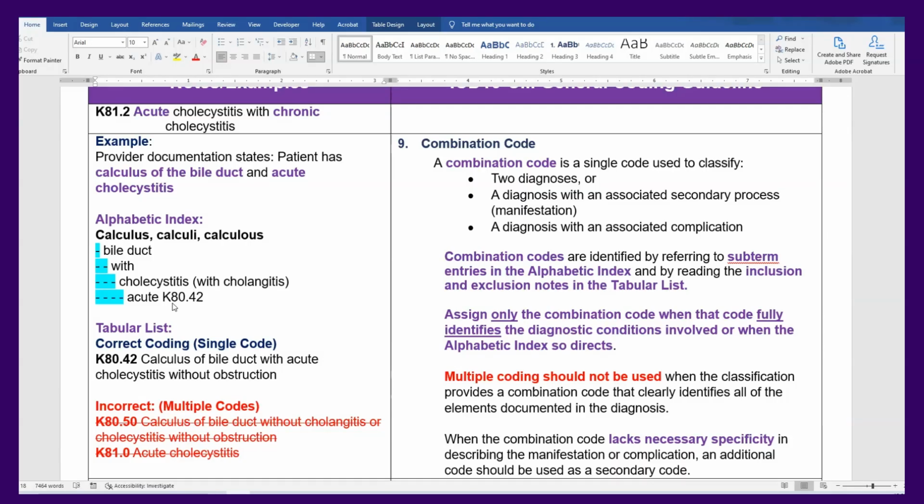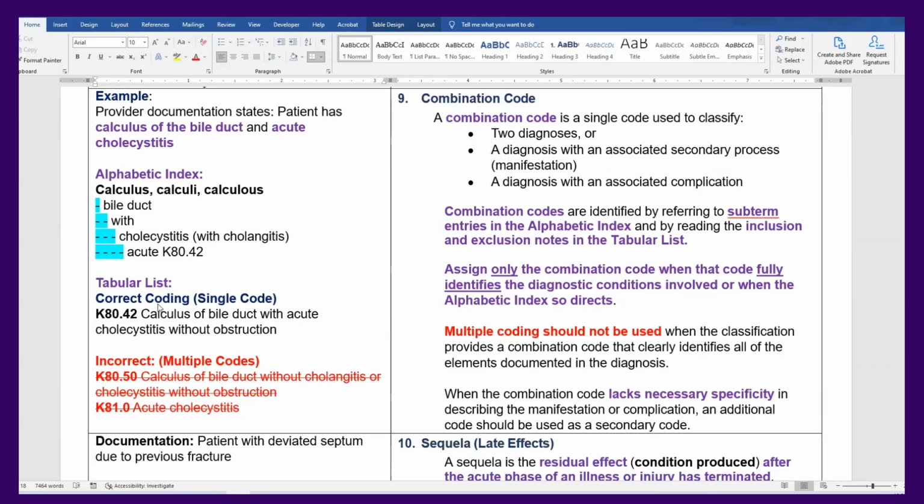Okay, so we're going to double check ourselves in the tabular, as we always do. So we go to the tabular list, and we look at K80.42, calculus of bile duct with acute cholecystitis without obstruction, because we don't have that detail. So we have to default to without obstruction. In this case, it would be incorrect to use multiple codes for the calculus of the bile duct and the acute cholecystitis, because our single code leads us to one code, which is K80.42, exactly what the alphabetic index is doing here.